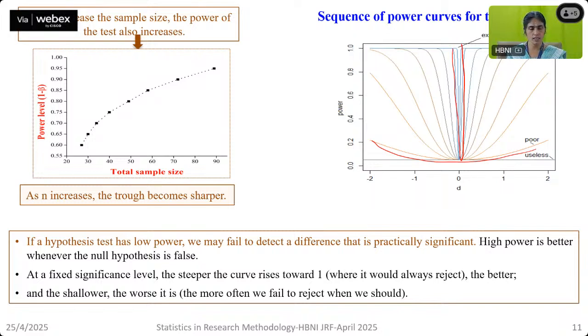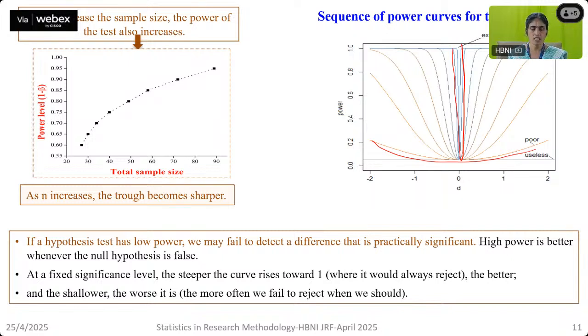So high power is better whenever the null hypothesis is false. Whenever you want to establish the difference between two populations, you go for a high power test. Whenever you want to show the identity or integrity between two sets of populations, power does not matter much.